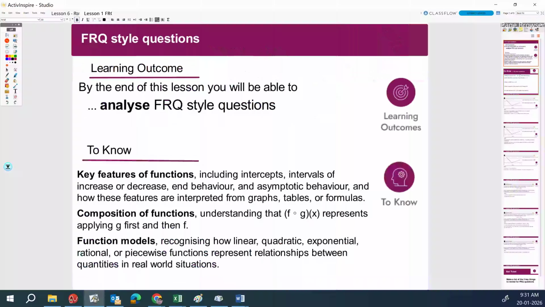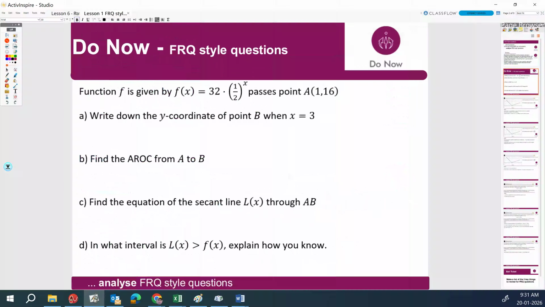Okay, so today I want to look at how we can solve FRQ 1 and 2 style questions. We're going to have a look at a functions concept question and a modelling question. To start us off and warm us up, we're having a go at the do now, looking at secant lines. Secant lines have been appearing in our FRQ2 questions every time, and this is the part that you're finding most difficult.